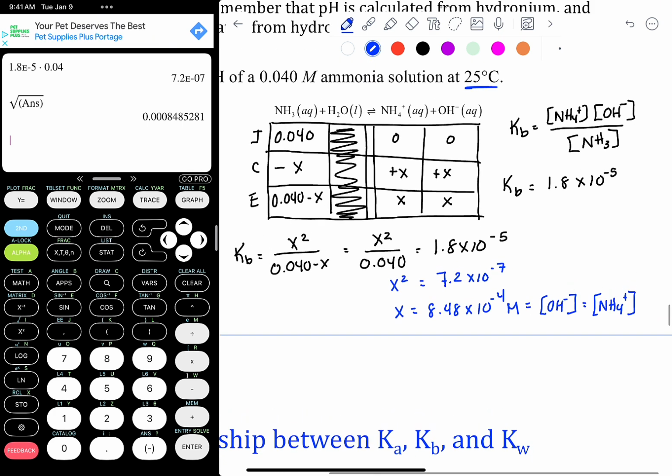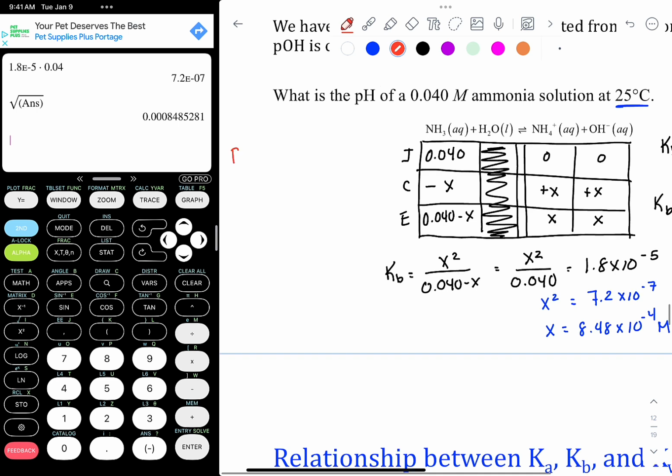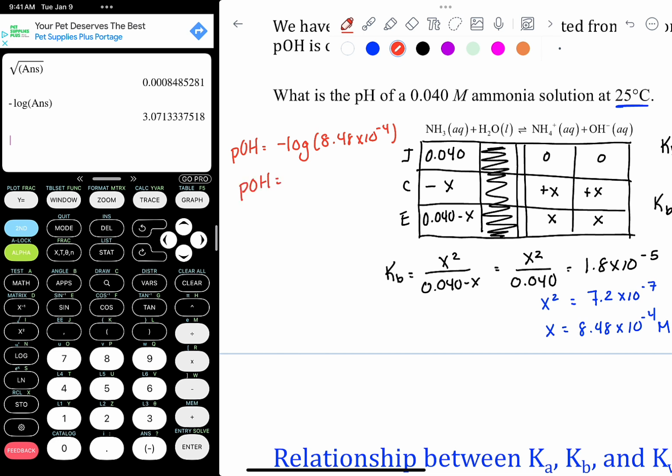So let's take the first route. pOH is equal to the negative log of our concentration, 8.48 times 10 to the minus 4. So we'll do negative log of that answer. And we get that the pOH is equal to 3.07. So we'll do 14 minus that value to get the pH of 10.93 with rounding. There we go.